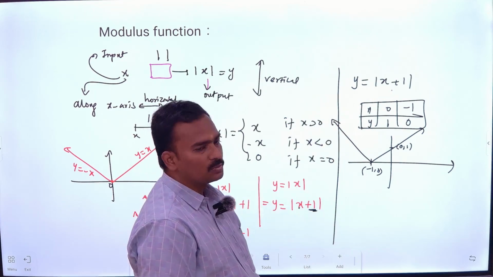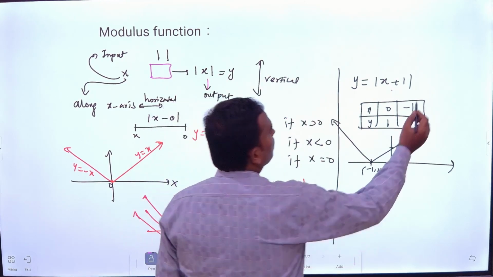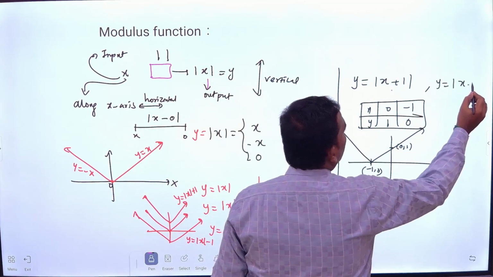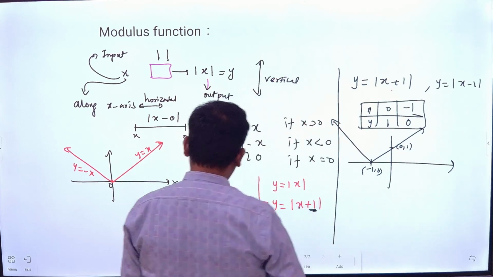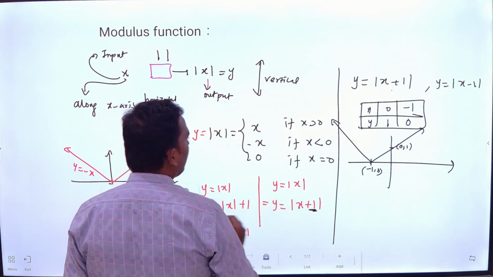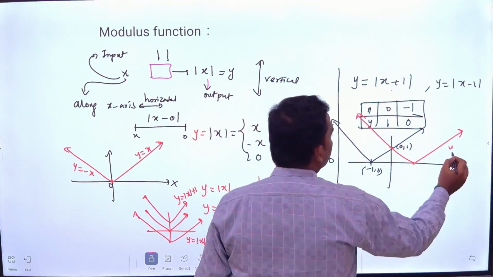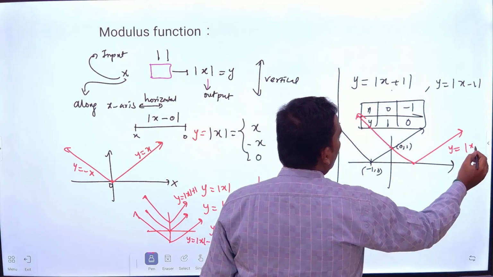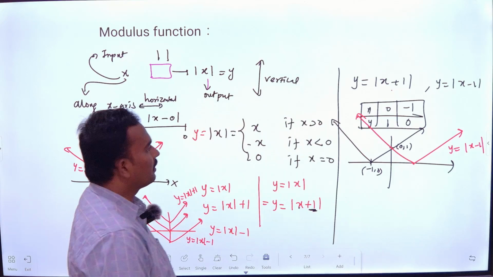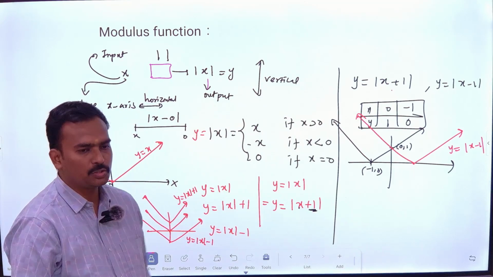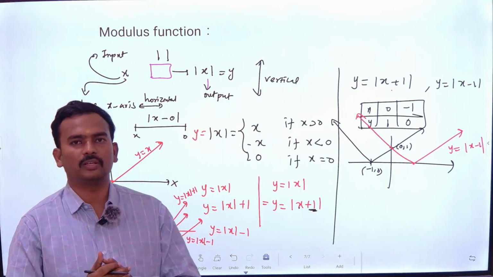Suppose y is equal to mod x minus 1 is there. Just shift the graph right 1 unit. This is y is equal to mod x minus 1. Clear? These are the transformations we did here.